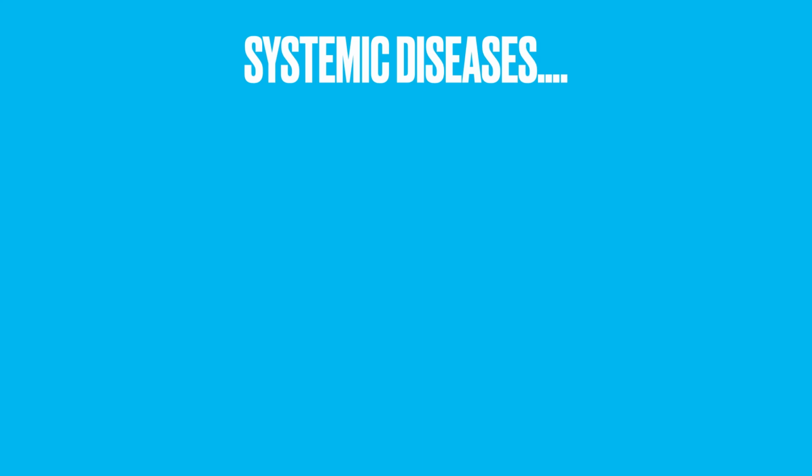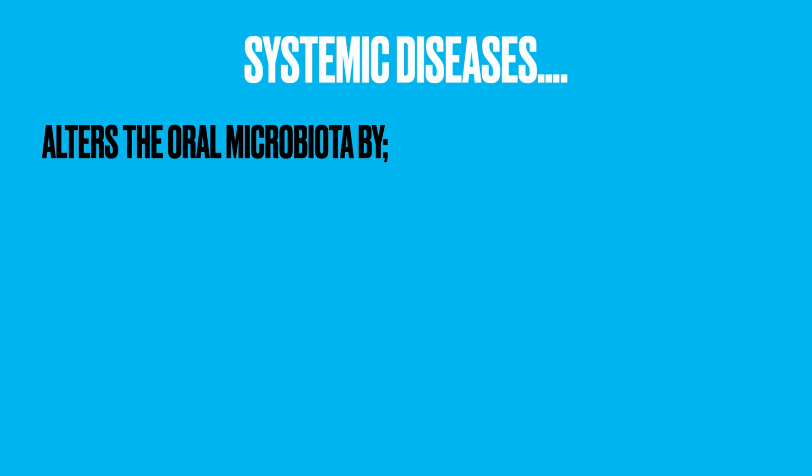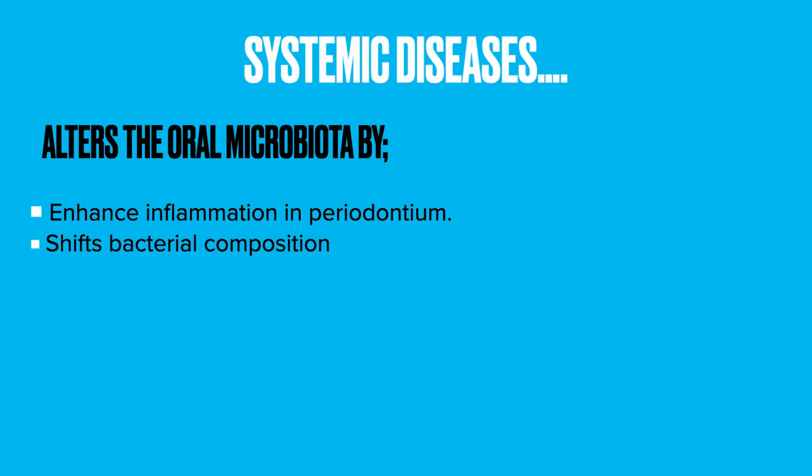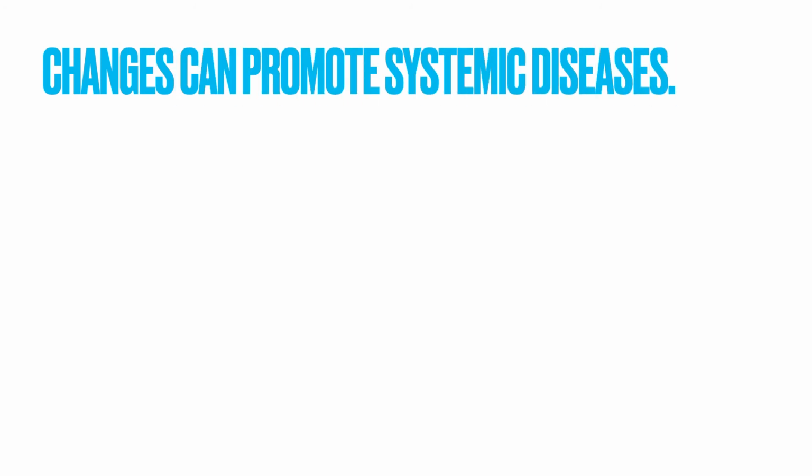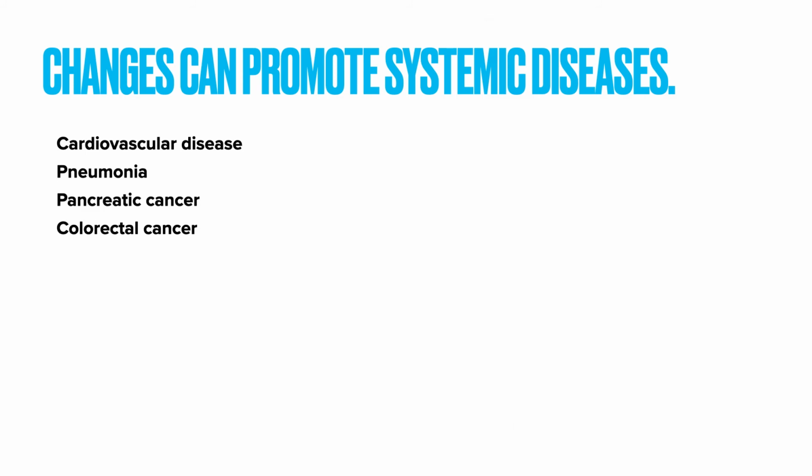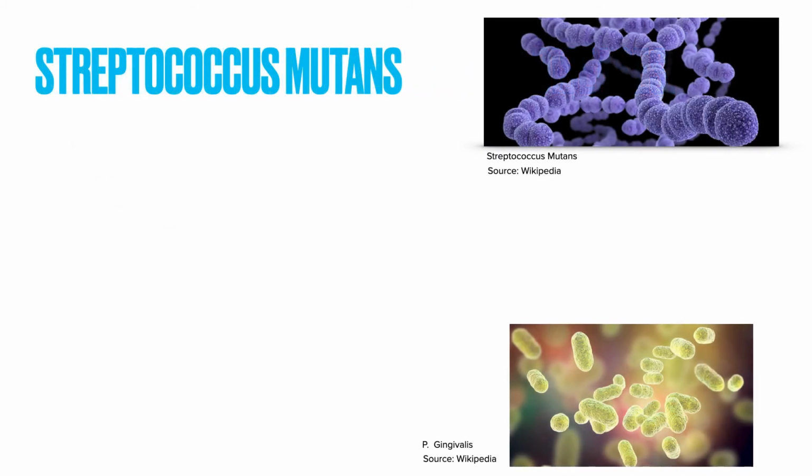Also, systemic diseases like diabetes and rheumatoid arthritis can enhance inflammation of the periodontium, leading to a shift in bacterial composition and an increase in the risk or severity of periodontitis. Changes in the oral microbiota can promote the development of certain systemic diseases like cardiovascular disease, pneumonia, pancreatic cancer, or colorectal cancer.